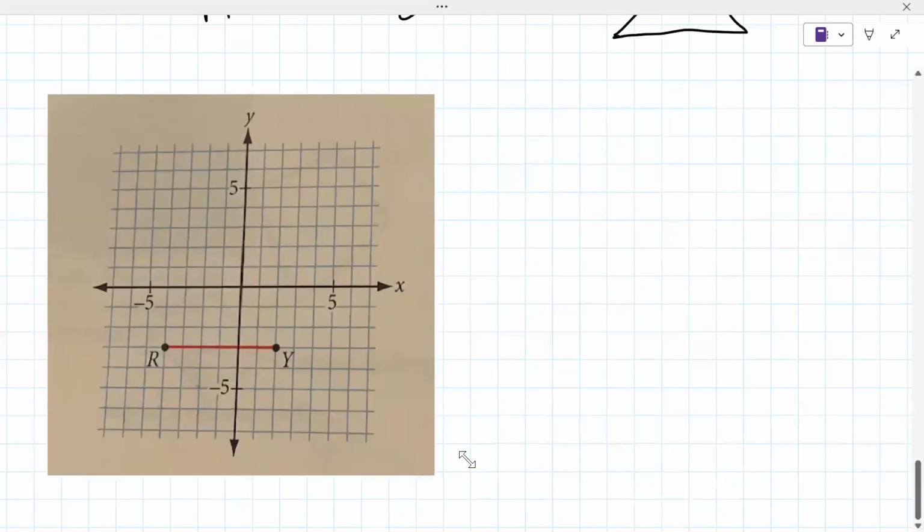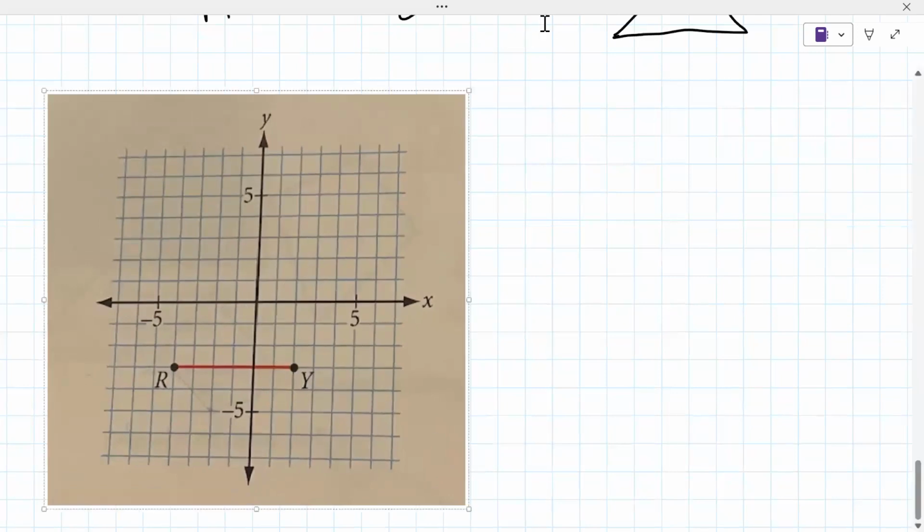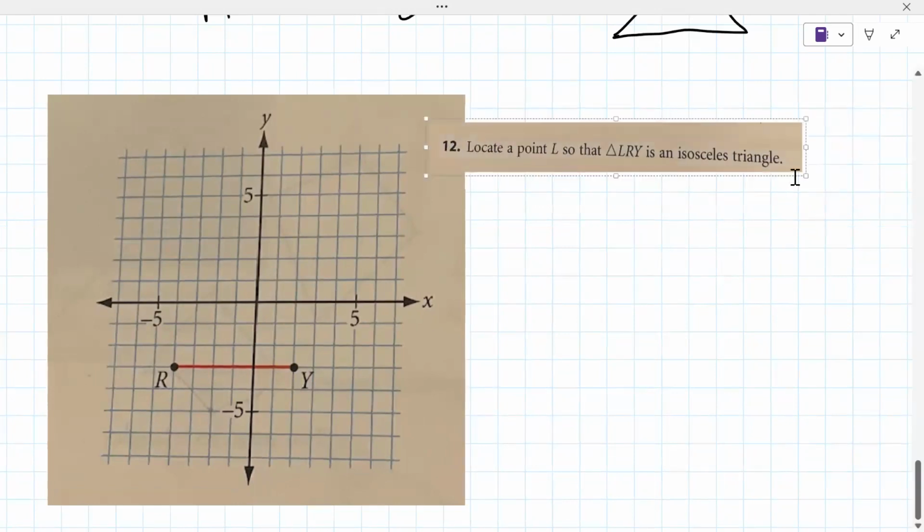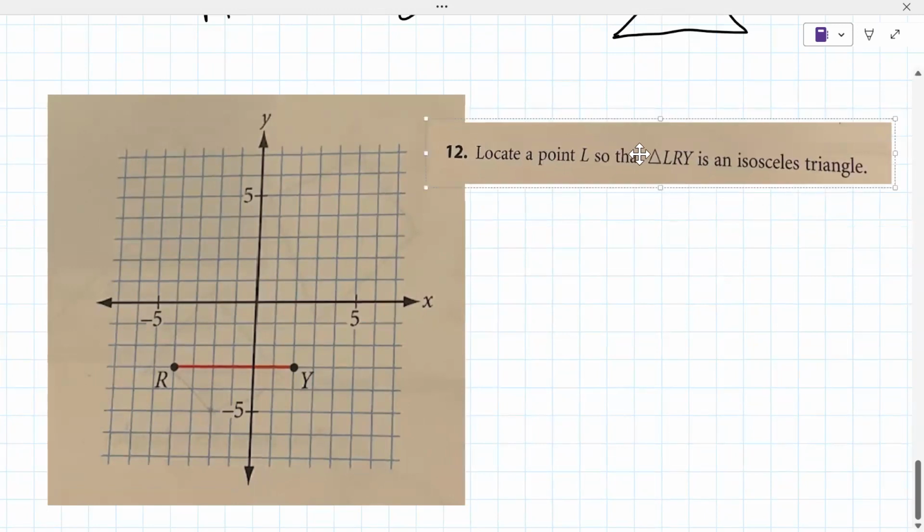All right. So here we go. Here's the graph for number 12. The question says, and we'll snip that in as well, locate a point L. Basically, it's saying put a point L on the graph so that you create a triangle, and the triangle is an isosceles triangle. This time you have to be more exact. You can't just arbitrarily pick. Let's say I put this point there. Does this make an isosceles triangle? If it does, then which two sides are congruent? And you can't just label them this time.